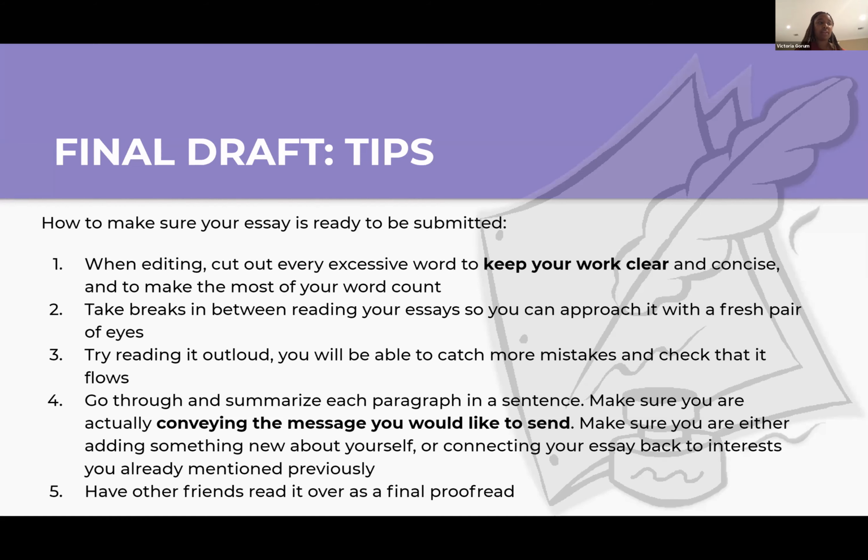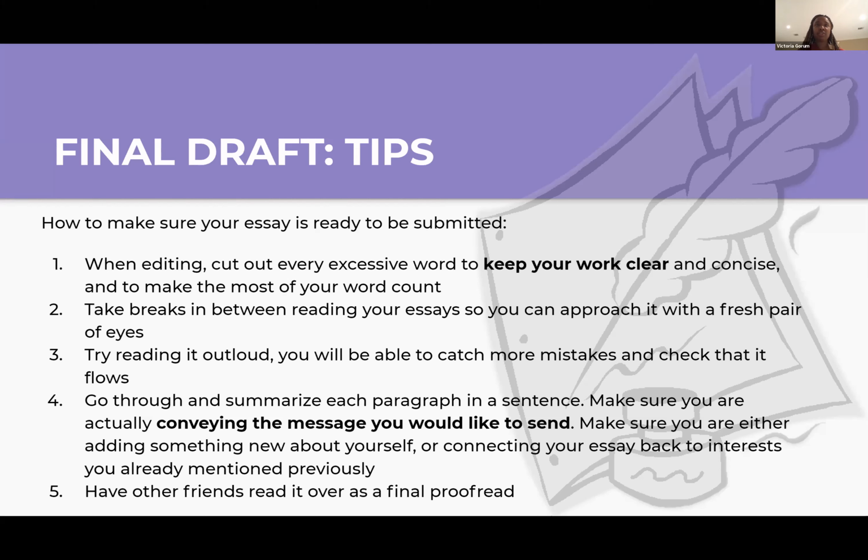If you summarize each paragraph with a sentence, you can see how your paragraphs are flowing. And then just in general for the essays, just keep in mind, like Caitlin mentioned earlier, try to make sure that you're using these essays to add something new about yourself.